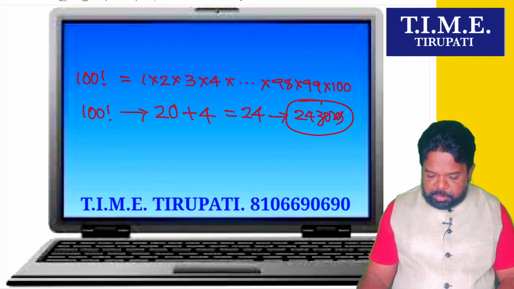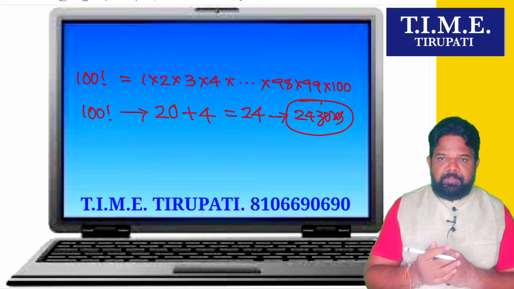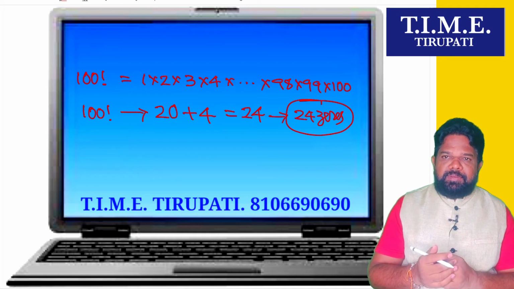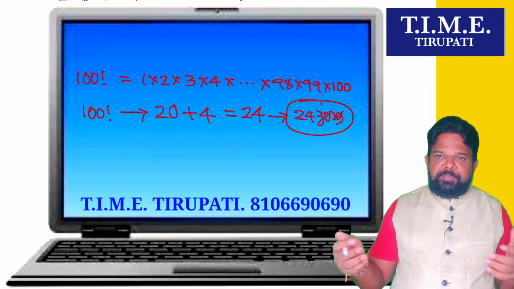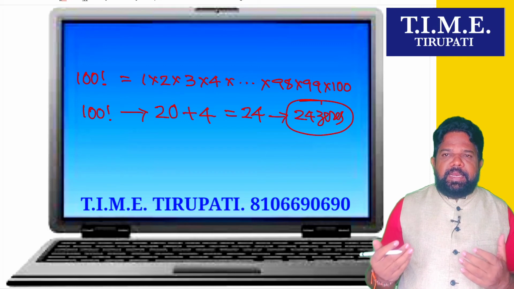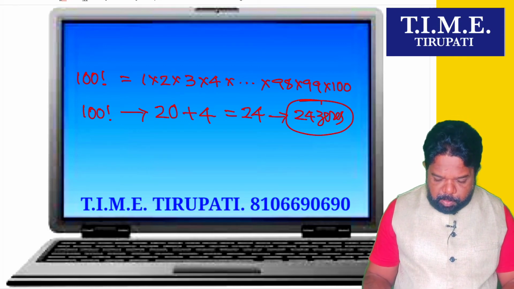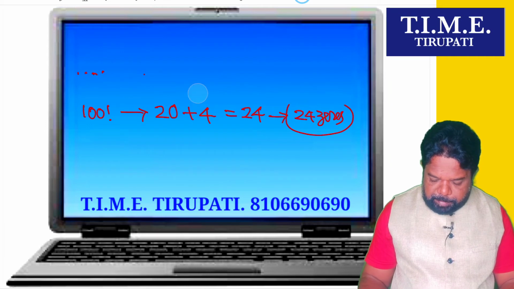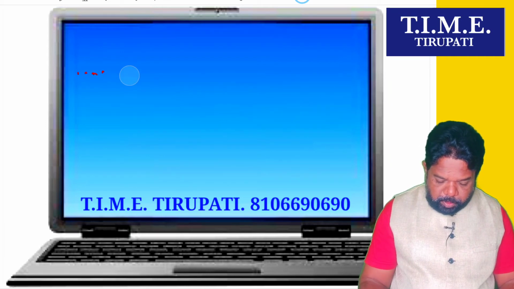Suppose I give one more example. It is actually a previous CAT question: in 100 factorial, how many zeros are there at the end of the product? Not only 100 factorial, any factorial can be given. By using this logic, you can calculate the number of zeros at the end of the product. Suppose another example, let it be 250 factorial.